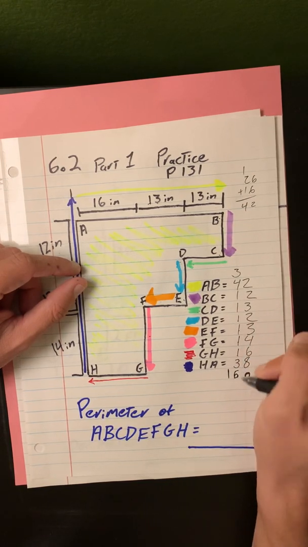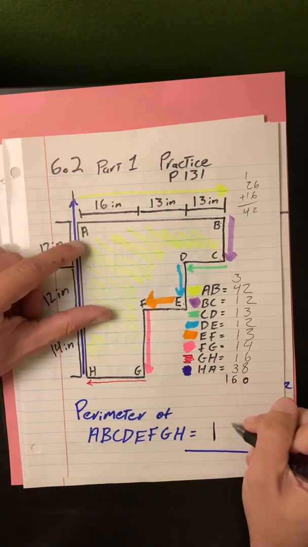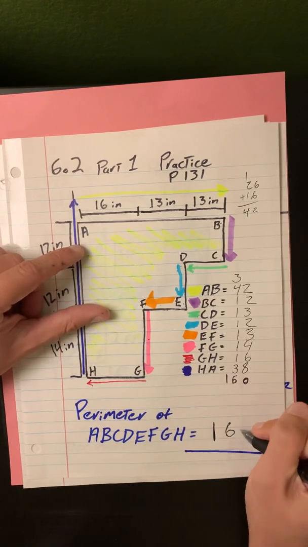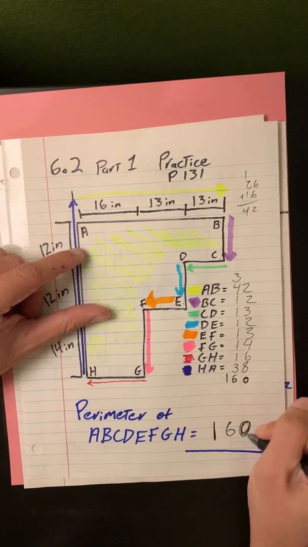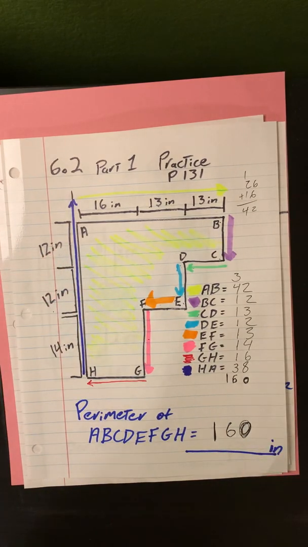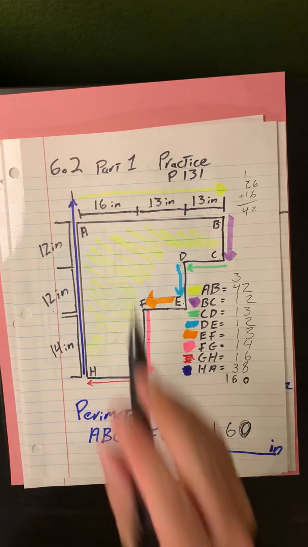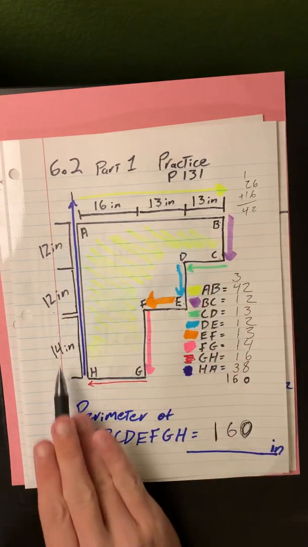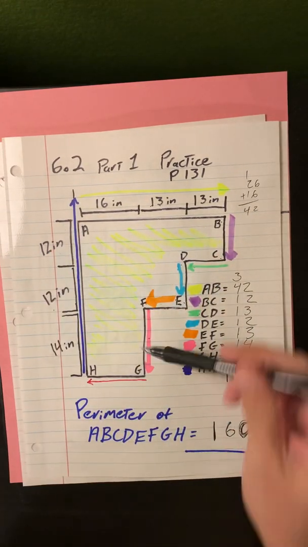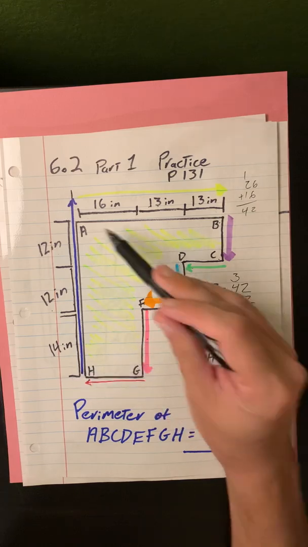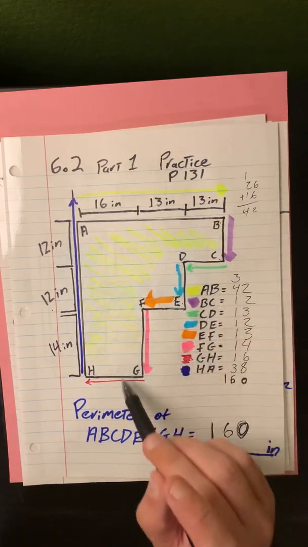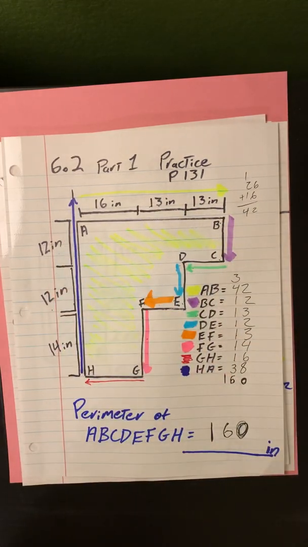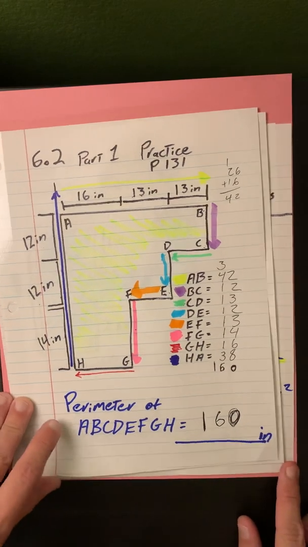So the total perimeter around the shape A, B, C, D, E, F, G, H is 160 inches long. That's adding up all 4 sides, even with all the indents, to make sure that I'm going the right way and adding it all up. Okay?